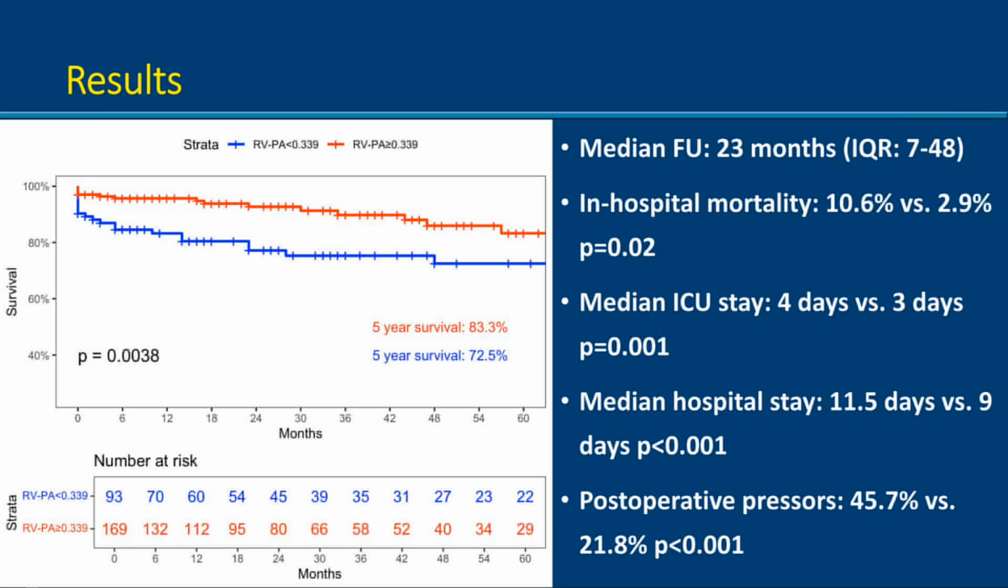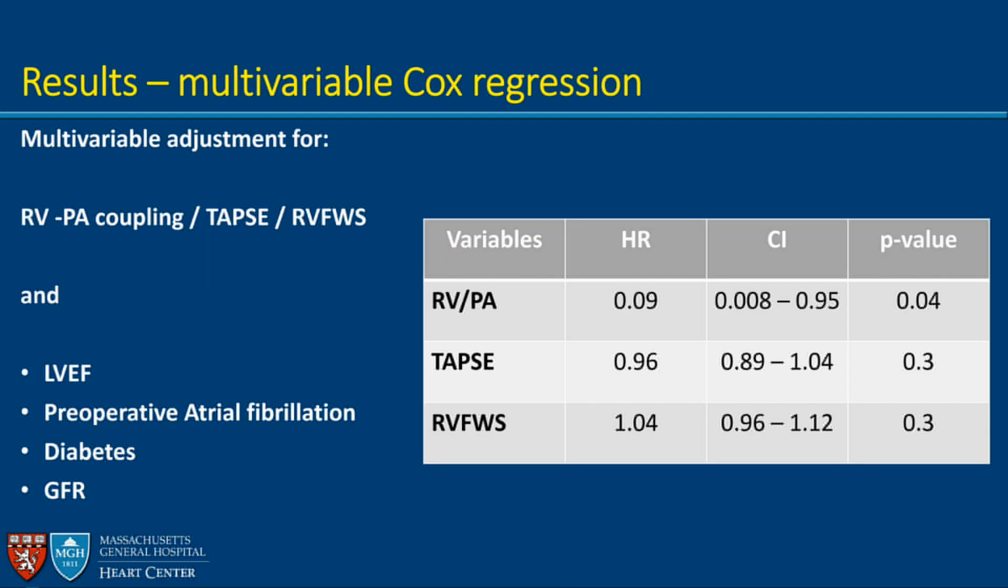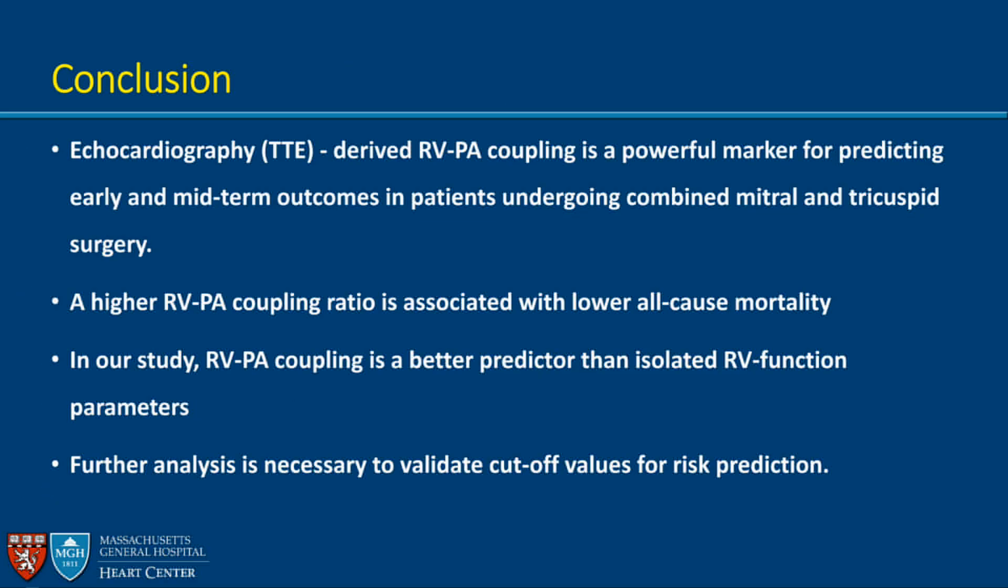Looking at the survival, the patients with lower RVPA coupling ratios had a poorer 5-year survival of 72.5%, and all in-hospital outcomes were worse in the low RVPA group. We wanted to assess whether other parameters of RV function are also predictive in our cohort, and when adjusting for ejection fraction, preoperative atrial fibrillation, diabetes, and GFR, only RVPA coupling ratios had a predictive value in the Cox regression model.